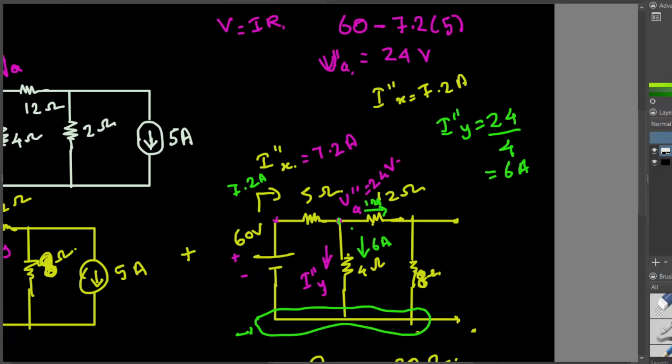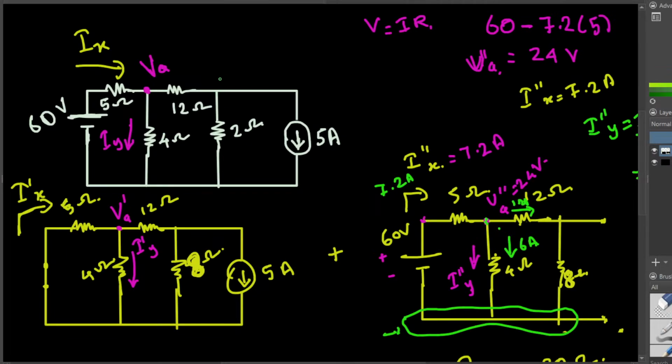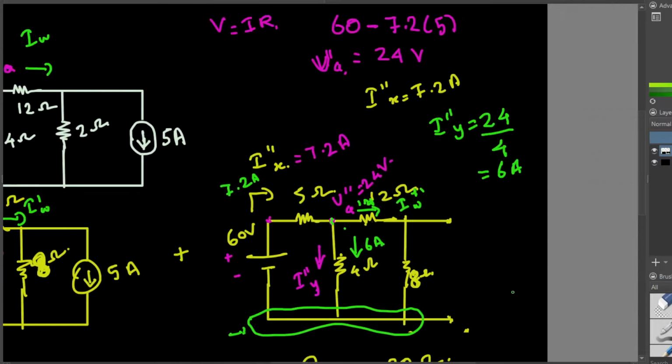If I call this one, what name can I put? I can say IW. If this is IW in the original circuit, this is going to be IW prime right here, and this is IW double prime. So we found out IW double prime is equal to 1.2 ampere.